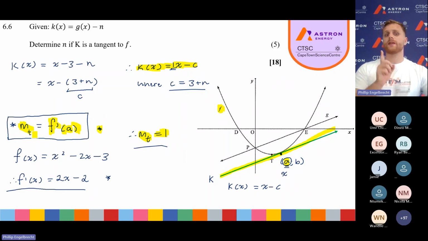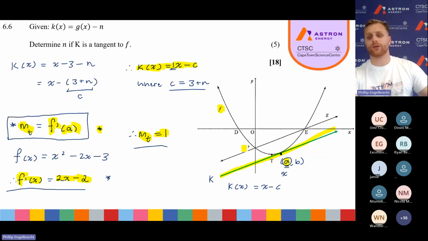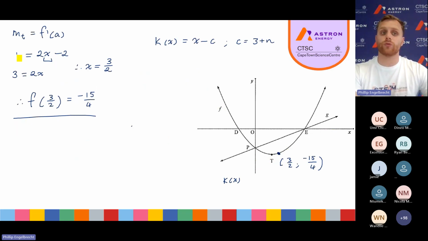So if the gradient of your tangent is 1, remember the gradient of the tangent is equal to the first derivative at that point. I also know that the first derivative for my entire function is simply 2x minus 2. That's how I got my first derivative. Now, because the gradient of my tangent is 1, that means that the value for my first derivative is also 1. So you set the gradient of your tangent equal to your first derivative like this.